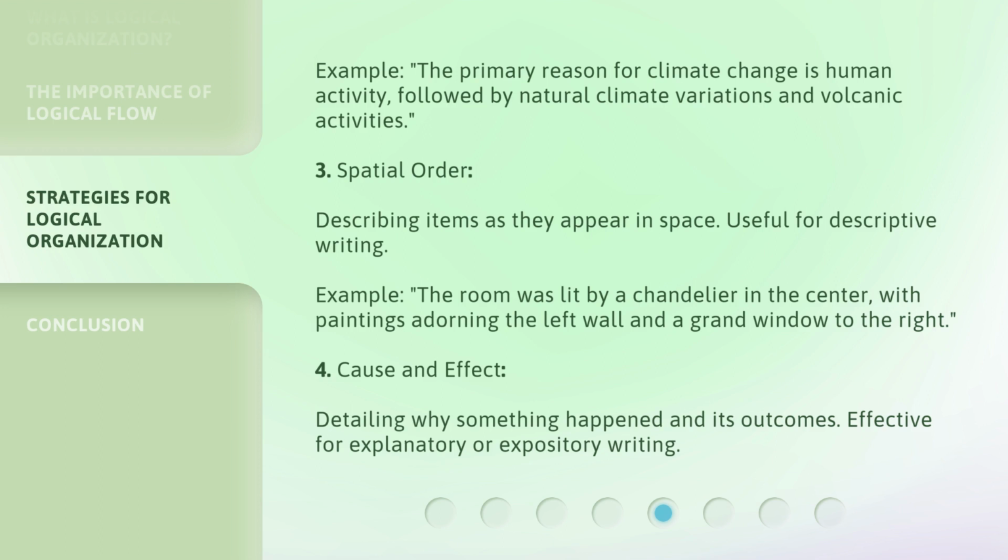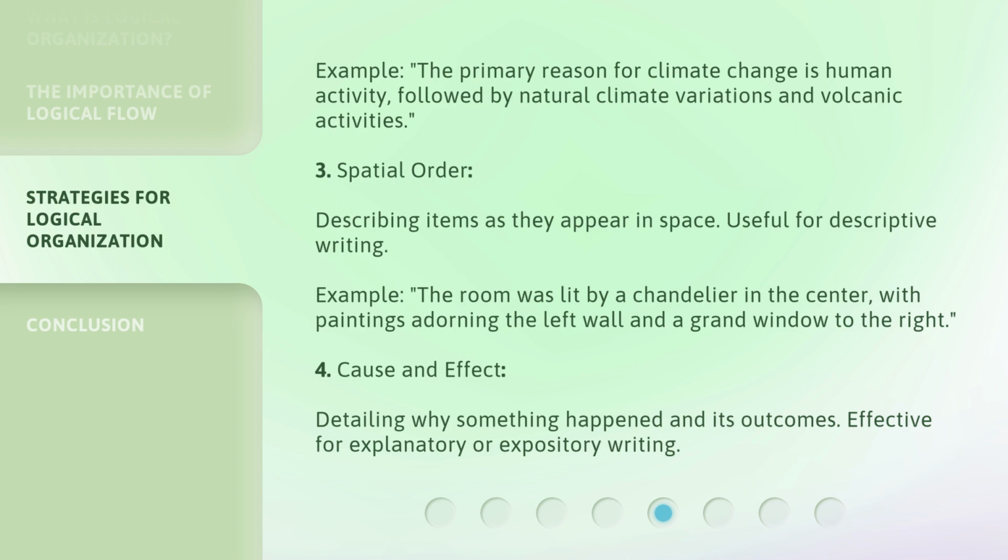3. Spatial order. Describing items as they appear in space. Useful for descriptive writing. Example: the room was lit by a chandelier in the center, with paintings adorning the left wall and a grand window to the right.